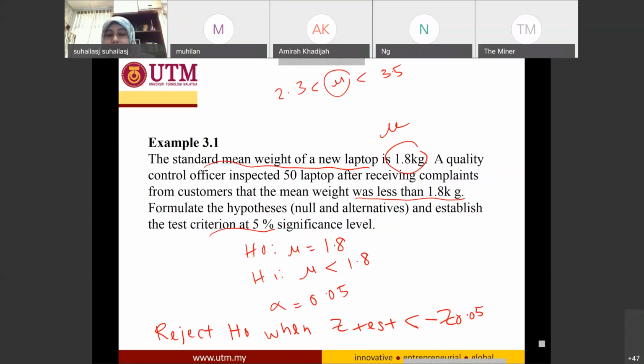So first, the standard mean, apa yang telah ditetapkan, which is 1.8. Okay, your mu is equals to 1.8. Quality control officer inspected 50 laptop. Okay, and then received the complaint that the mean weight was less than 1.8. Okay, so mu less than 1.8. And then you have your alpha is 0.05. Okay, itu first example.